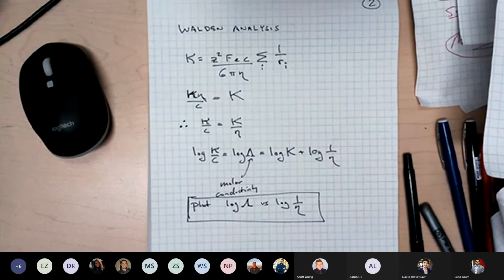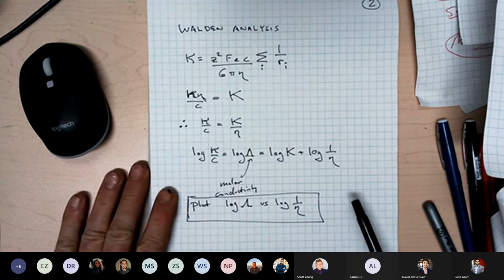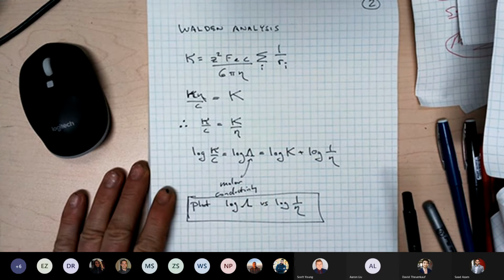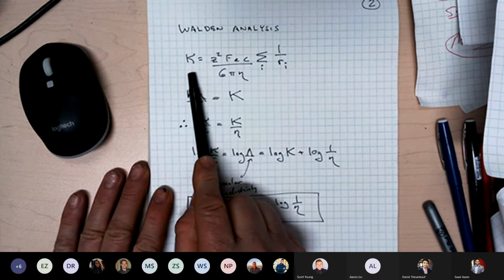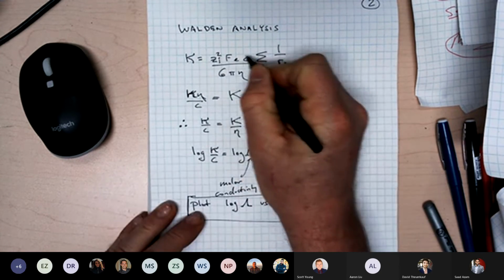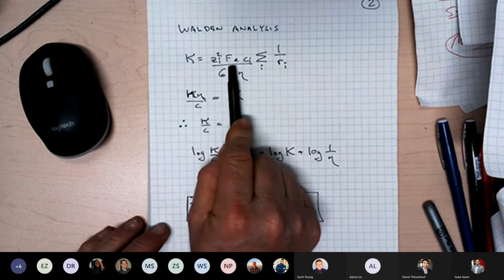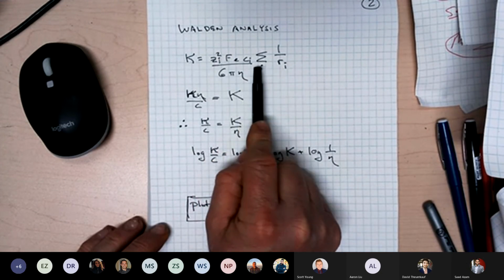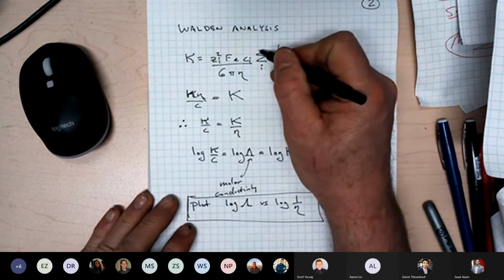Yep. Okay, so I want to talk about something called Walden analysis. And again, this is something that Eric Logan brought to the group, and it's described nicely in his master's thesis. So this is the expression I showed you for conductivity a minute ago. Conductivity goes like, I should have the ion type there, Zi squared F e concentration over 6 pi eta. And I got the summation sign in the wrong place.